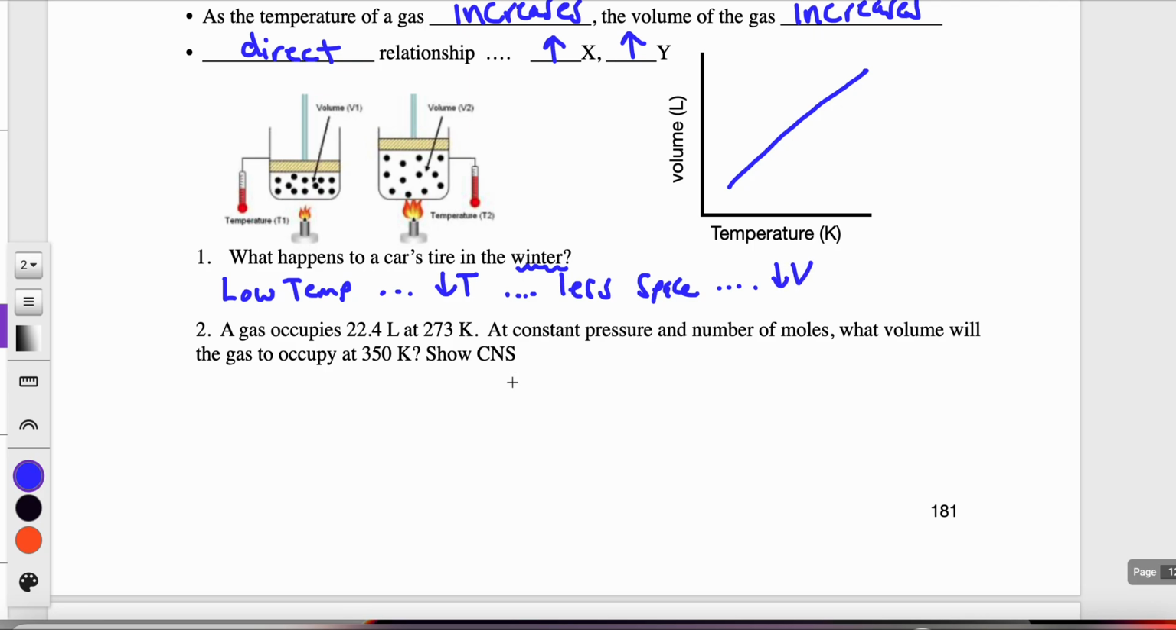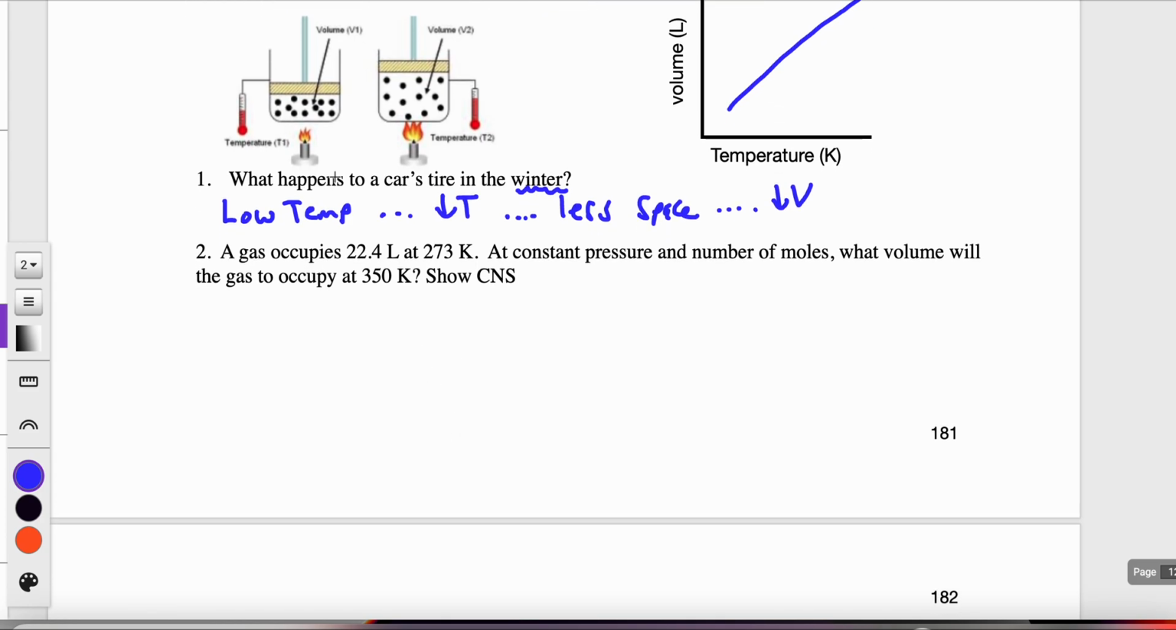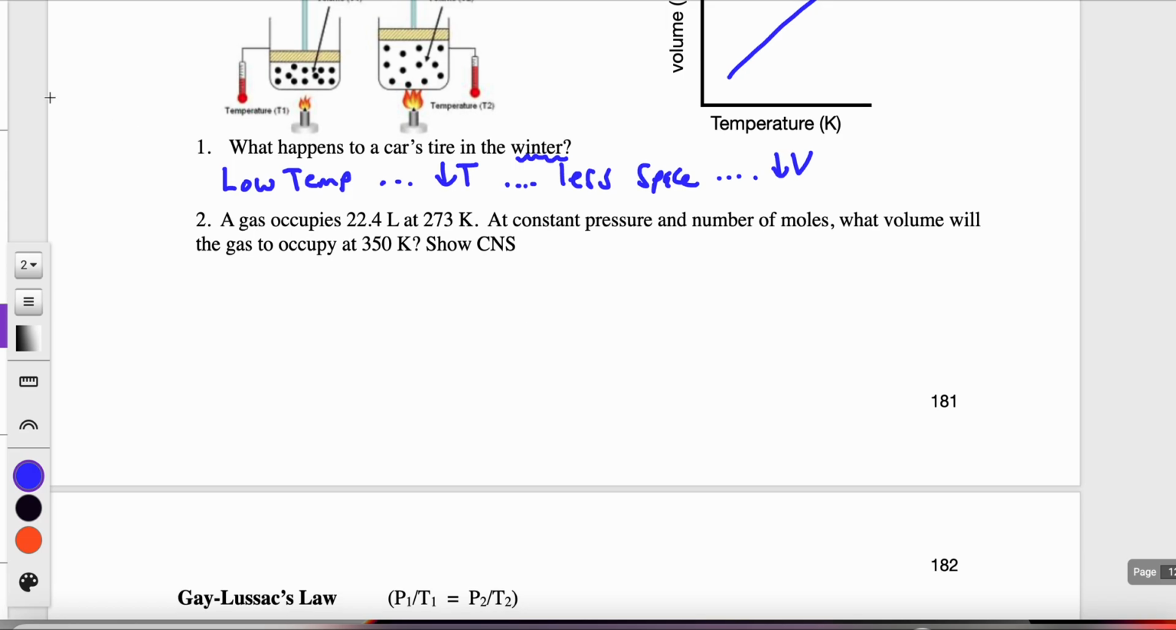Now, once again, if we know the starting temperature and volume and we change the temperature, we can mathematically predict the new volume that the gas will occupy. Okay, so here we go. And when we look at this question, a gas occupies 22.4 liters at 273 kelvins. Pressure and number of moles are constant. What volume will the gas occupy at this new temperature?